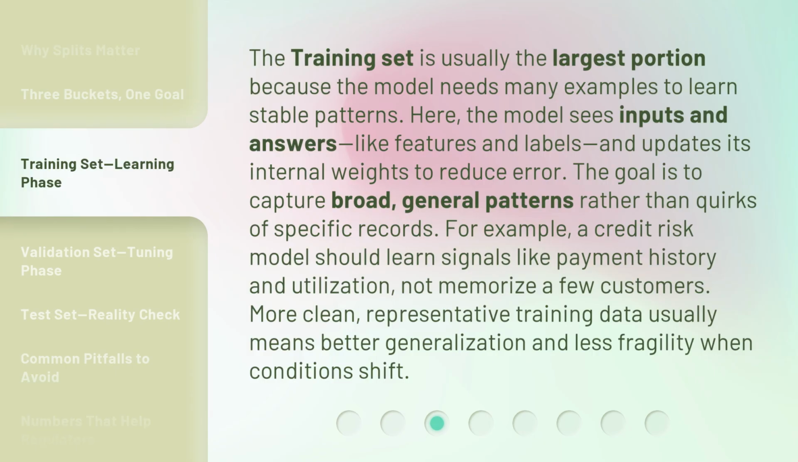The training set is usually the largest portion because the model needs many examples to learn stable patterns. Here, the model sees inputs and answers, like features and labels, and updates its internal weights to reduce error. The goal is to capture broad, general patterns rather than quirks of specific records. For example, a credit risk model should learn signals like payment history and utilization, not memorize a few customers. More clean, representative training data usually means better generalization and less fragility when conditions shift.